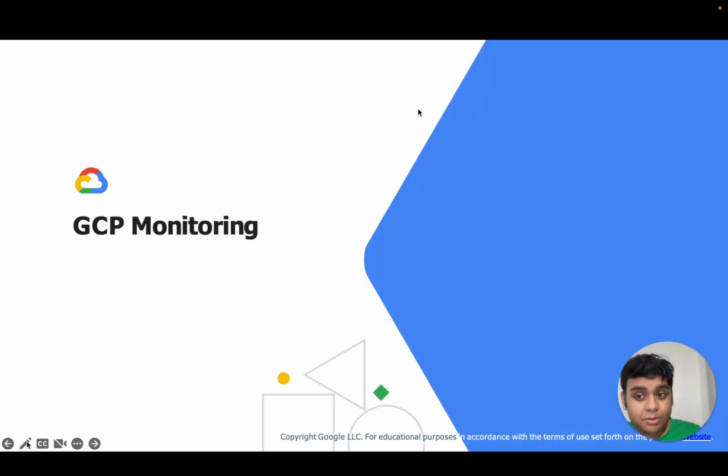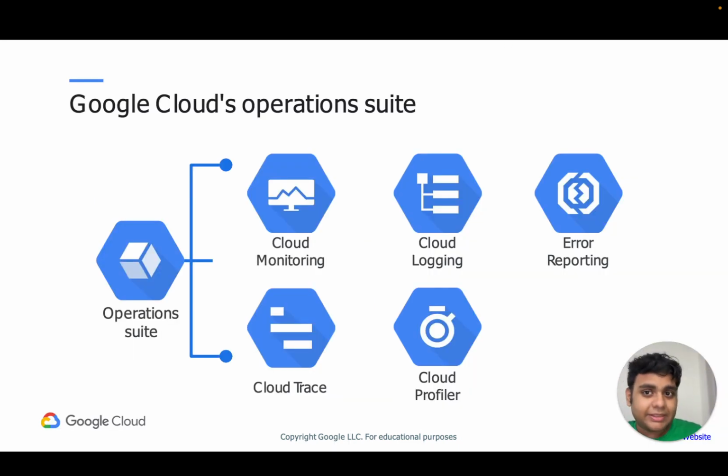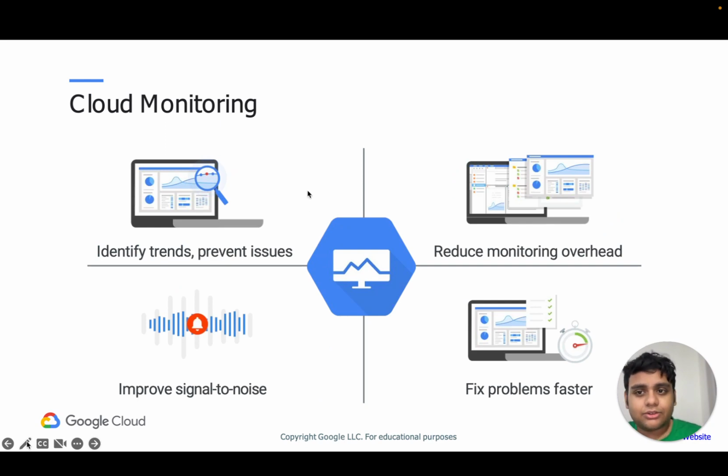Now we come to GCP monitoring. The network that is coming in, we need to monitor that, and we need to see what is actually happening. So these are Google Cloud's operations suite: Cloud Monitoring, Cloud Logging, Error Reporting, Cloud Trace, Cloud Profiler, all of these things. Monitoring does all of these. It identifies trends and prevents issues. It reduces monitoring overhead, improves signal to noise, and fixes problems faster.